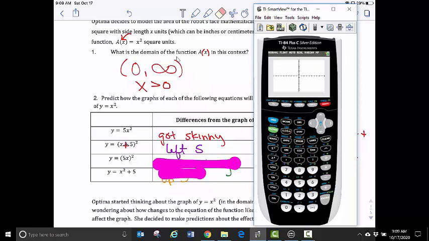So that's basically making each length 5 times longer. There's my original. It made it super skinny, so it got even skinnier, or it did a vertical stretch. Okay. And then lastly, what do you think the plus 5 would do?